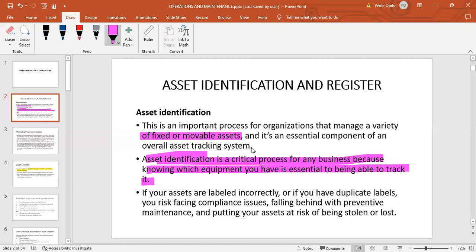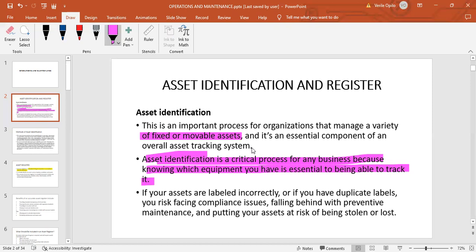So you need to have a well-structured system that is going to guarantee that your assets will always be in the right place and be used for the right purpose, because you're able to track them to see if they're currently being used correctly. So asset identification will involve tracking the assets, where they are, and also labeling them.